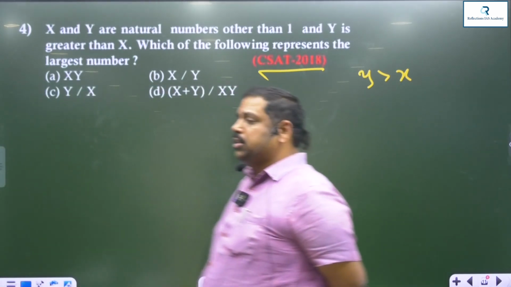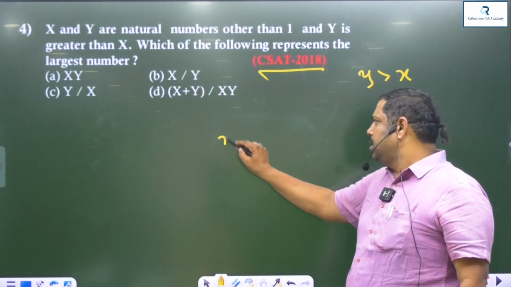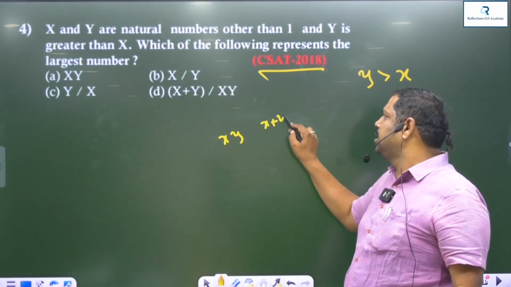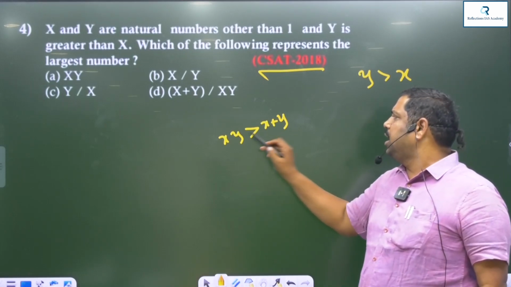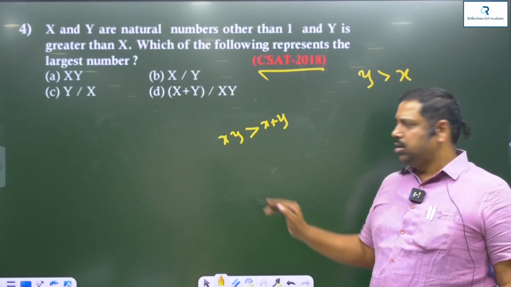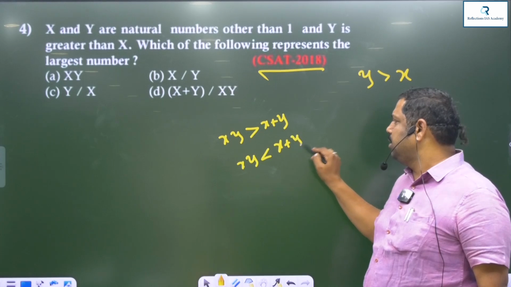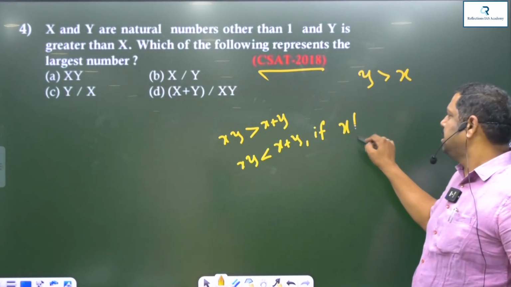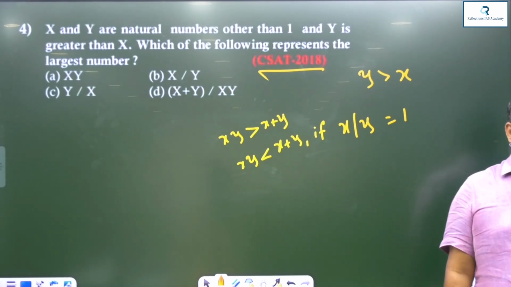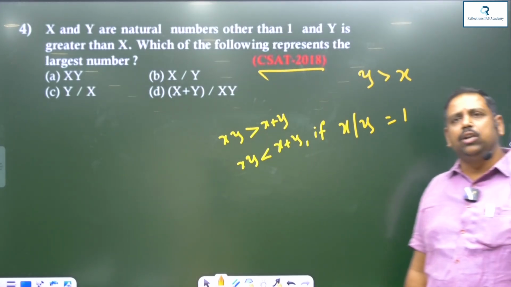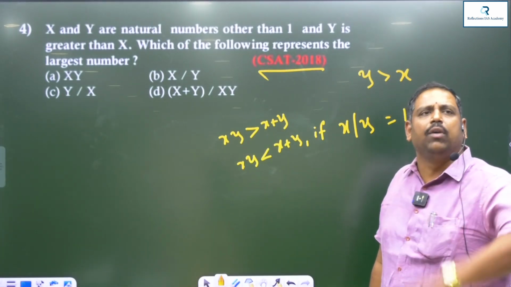So, which of the following is the largest number means, here observe xy, x plus y. Generally, remember the relation between these two. xy will be more than x plus y. xy will be less than x plus y only if either x or y is equal to 1.